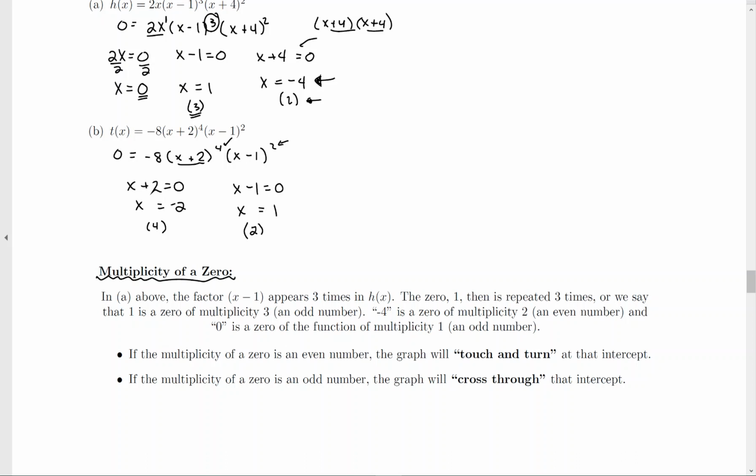Here's where the multiplicity comes into play. If the multiplicity of an x-intercept is an even number, then our graph will touch and turn at that x-intercept. If the multiplicity of that x-intercept is an odd number, the graph will cross through that intercept.